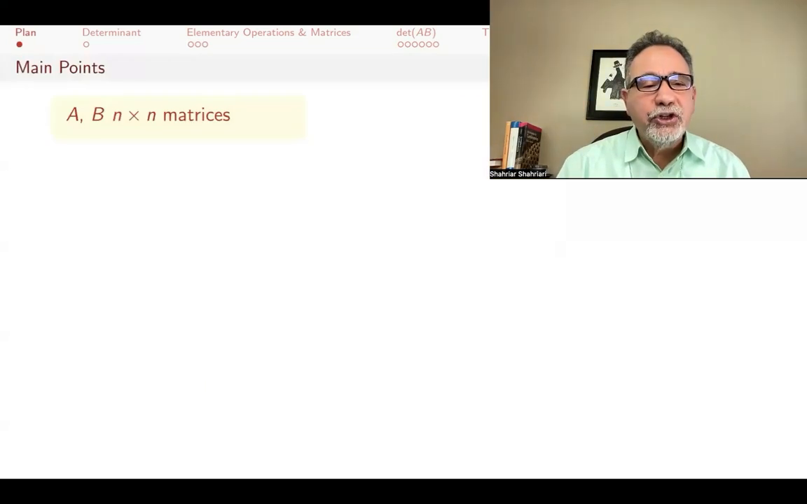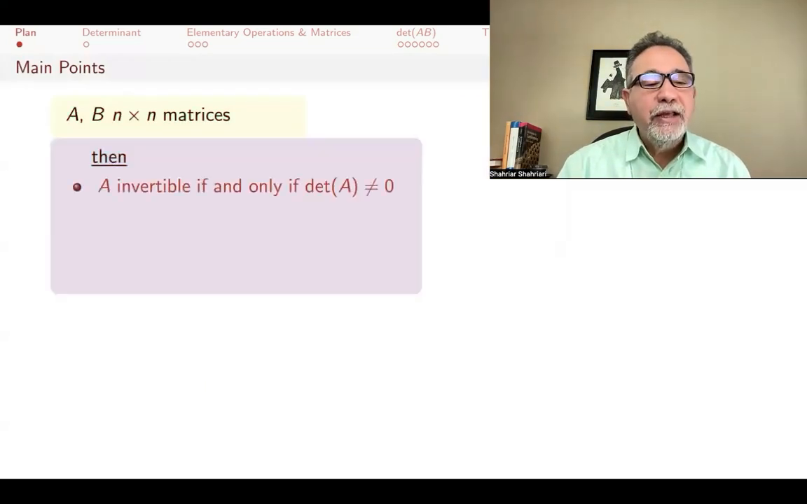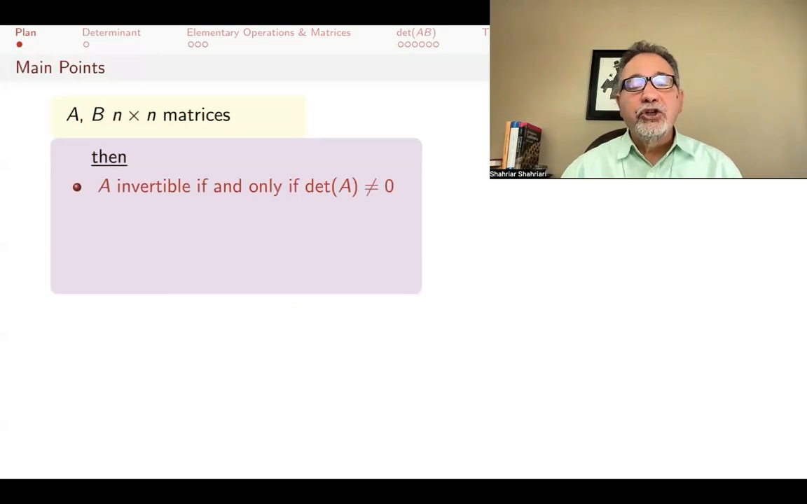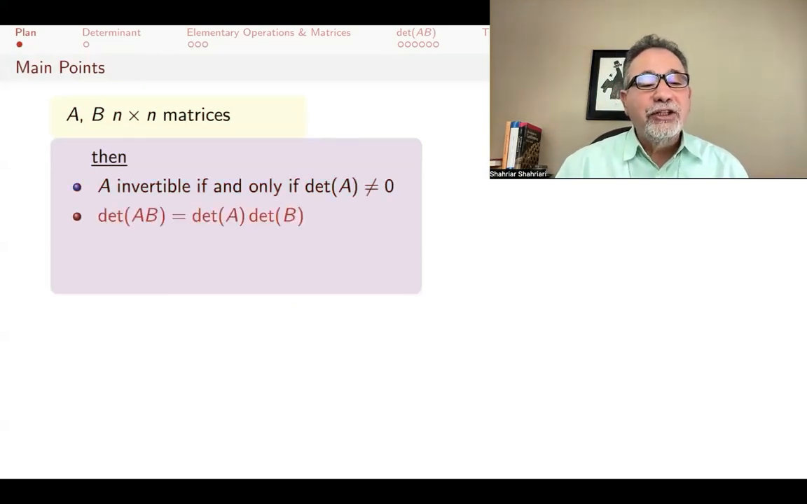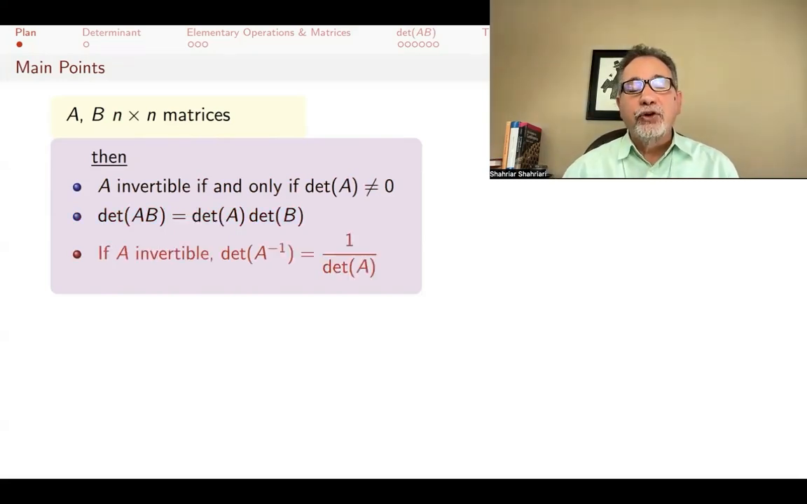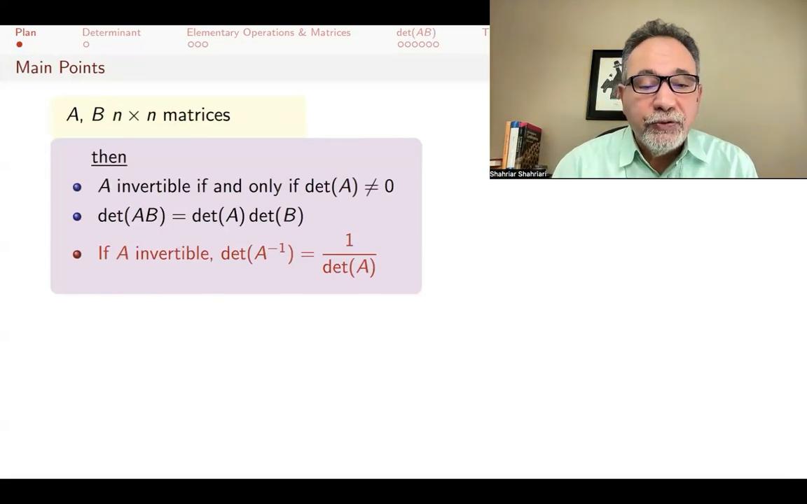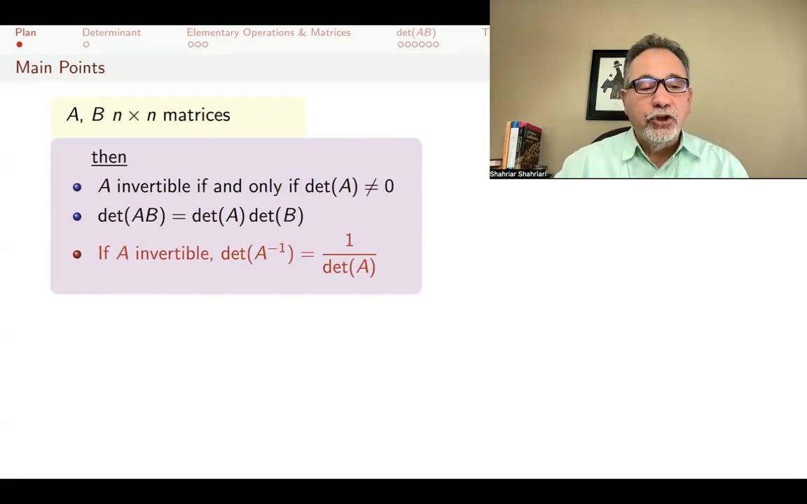The main points of this lecture are that if you have n by n matrices, then if A is invertible, the determinant is non-zero, and if the determinant is non-zero, then A is invertible. That determinant of AB is determinant of A times determinant of B, and if A is invertible, then the determinant of the inverse of A is 1 over the determinant of A.